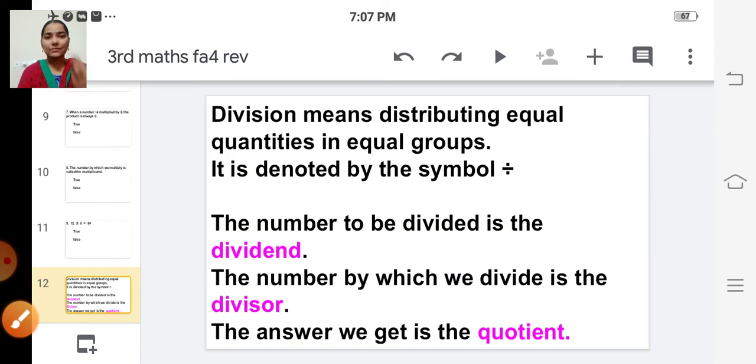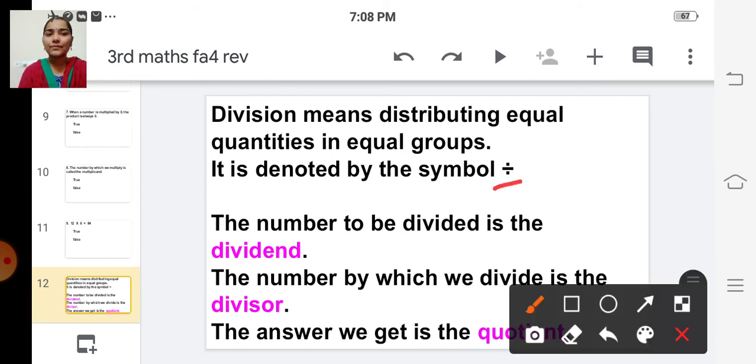So next we shall revise the division chapter. What do you mean by division? Division means distributing equal quantities in equal groups. It is denoted by this symbol.